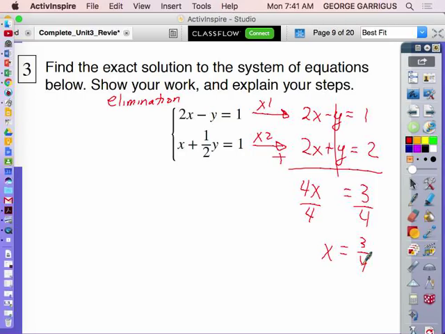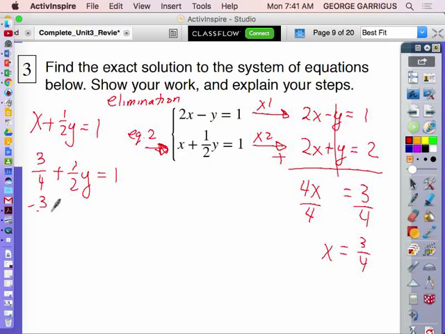Okay, the math gets a little bit tricky here on the next part. I think this equation, since it's all positive, might be a little easier, so let's use equation 2. x plus 1/2 y equals 1. What do we know? We know x. x is 3/4, so let's put 3/4 in for x, plus 1/2 y equals 1. I'm going to subtract 3/4, and I eliminate. I have 1/2 y equals 1/4.